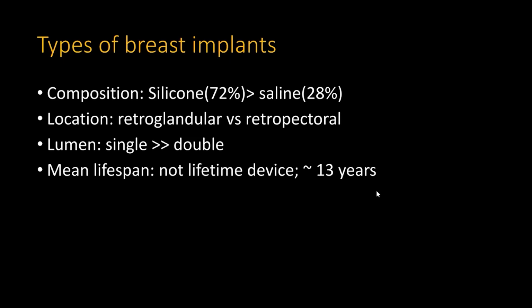It depends on the composition, location, and the lumen type. They are all different kinds of implant. Silicone implant is more common than saline implant. Other than retropectoral implant, we also have a retroglandular implant, meaning the implant is directly behind the fibroglandular tissue, before the pectoralis muscle. And it could be single lumen or double lumen, but single lumen is much more common than double lumen.